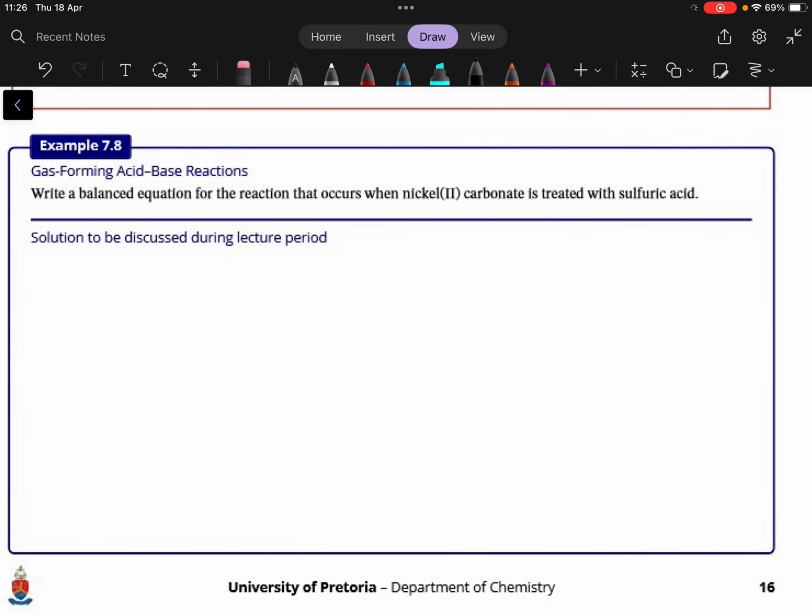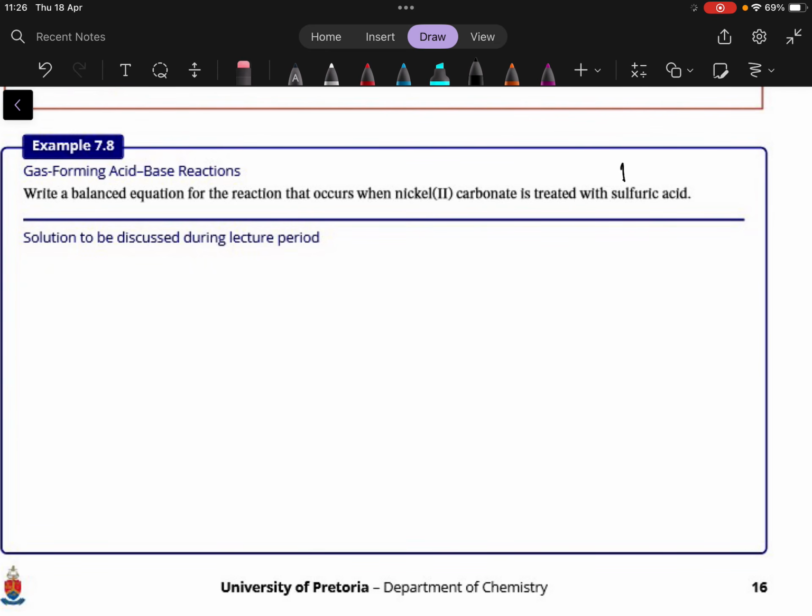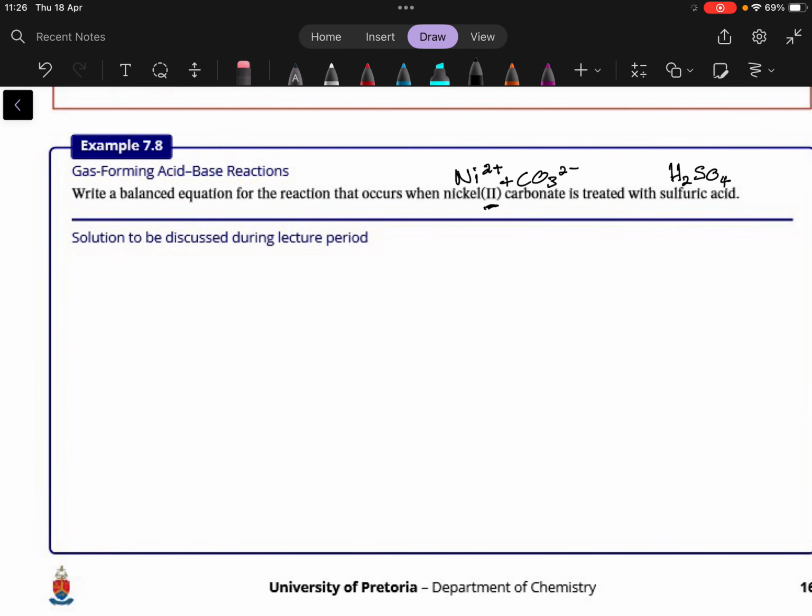It says here there's a reaction that occurs between nickel carbonate and sulfuric acid, and we need to write a balanced equation. The molecular formula for sulfuric acid, of course, is H2SO4. And for nickel(II) carbonate, carbonate is CO3 2-, and nickel 2 means it is nickel 2+. So it will be just NiCO3 in the solid phase. Why is it solid? Because it is a metal carbonate, and it can only be dissolved by acid, if you have a strong acid.